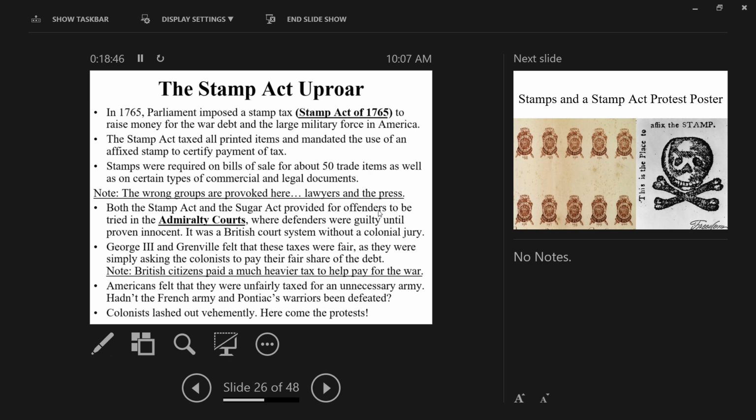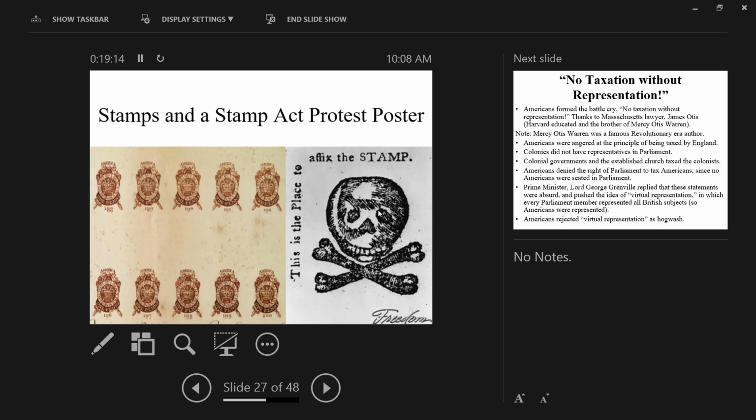Americans felt that they were unfairly taxed for an unnecessary army. Hadn't they fought and defeated the French and Pontiac's warriors? Hadn't they defeated them? So colonists are going to lash out. Here come the protests. These are the stamps that were used for the Stamp Act. And over there on the right is a protest poster from the Williamsburg Gazette. This is the place to affix the stamp. And that piece of propaganda started to be spread all over the colonies.